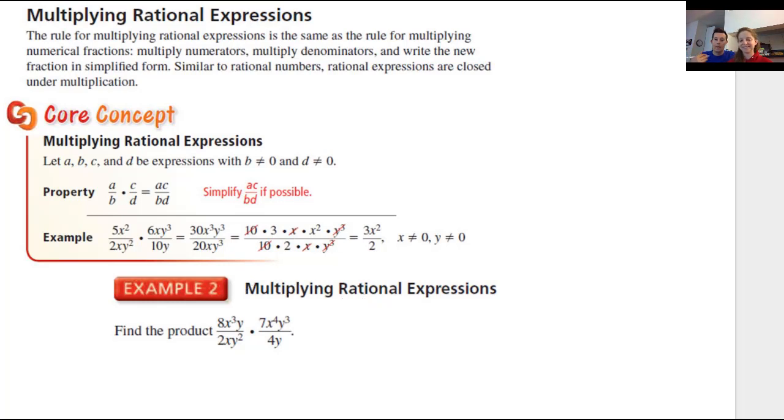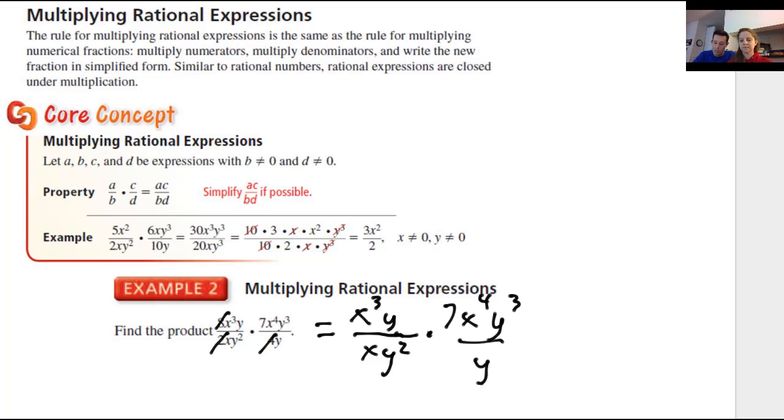All right, so what I like to do is I like to reduce as much as possible first. Making things smaller for me is easier. So I see a factor of 8 in the numerator and a factor of 2 and 4 in the denominator. We all know that 2 times 4 is 8, and 8 divided by 8 is 1, so I'll leave that there. So we're left with x cubed y over xy squared, we will reduce that in a second, times 7x to the 4th y cubed over y. So now I'm looking at my y's. I see y squared and y, that's y to the 3rd, so that will cancel out with this y.